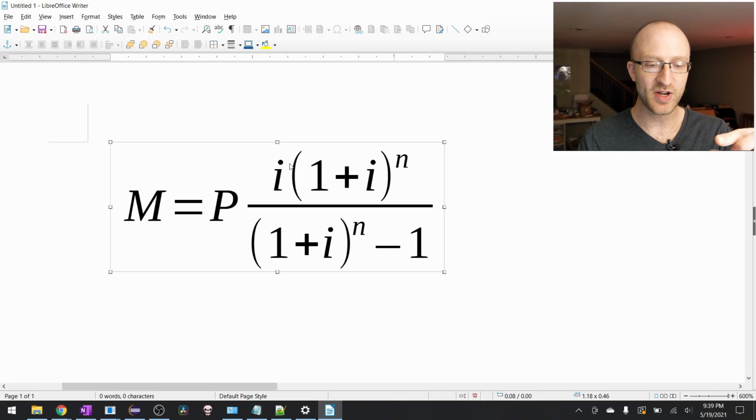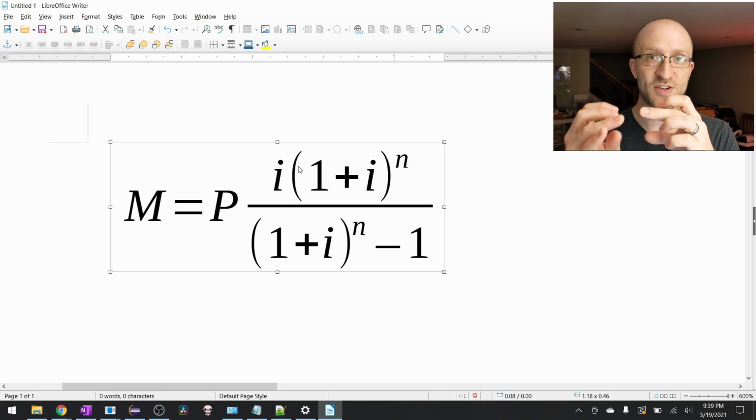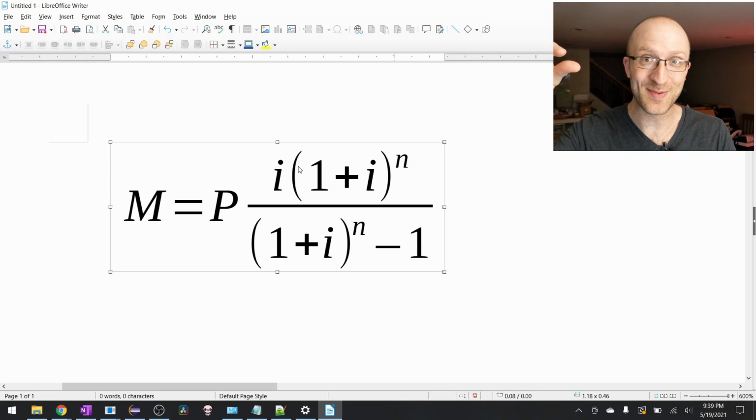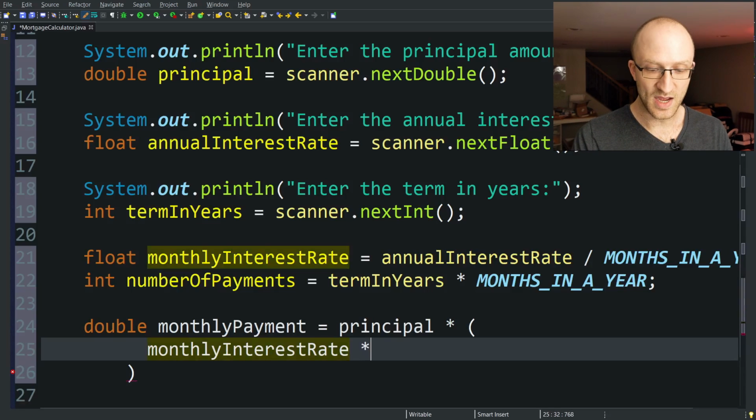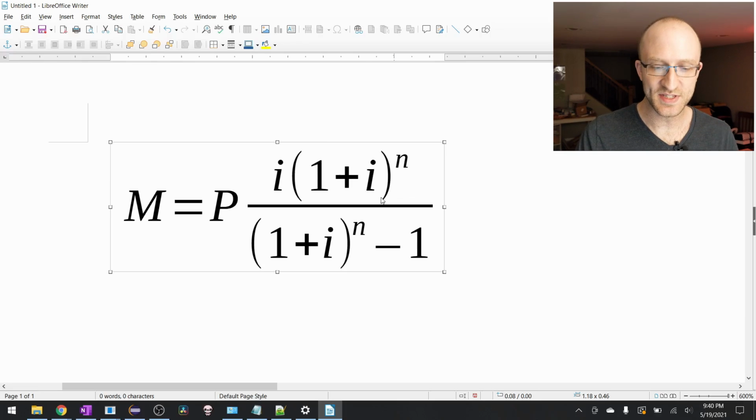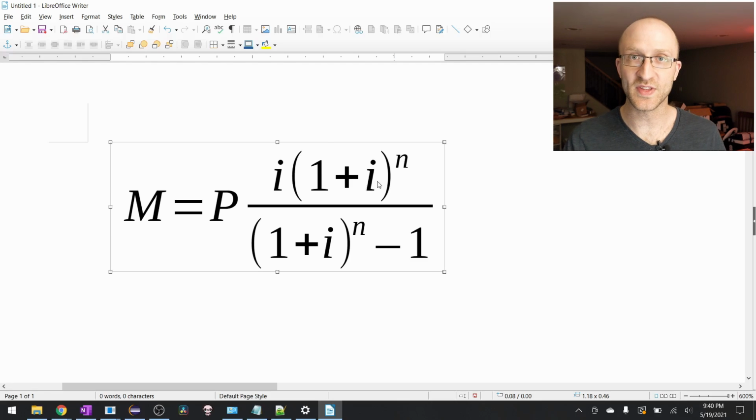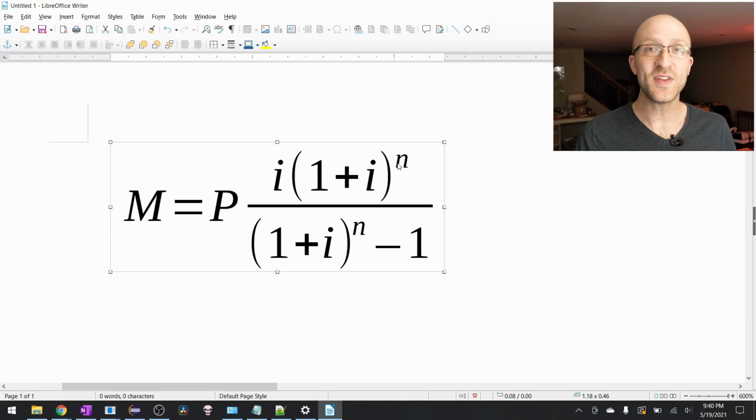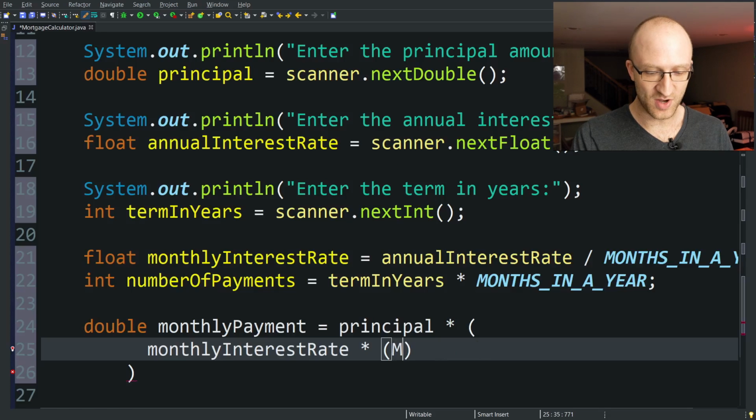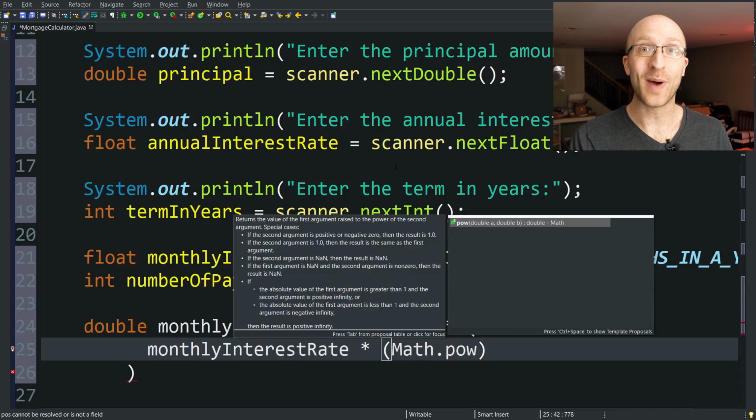So for the numerator here, we need our monthly interest rate times 1 plus the monthly interest rate to the power of the number of payments. So again, that might sound complicated, but let's just break it down. I here is our monthly interest rate. So we have monthly interest rate times, so for what's in these parentheses here, we need to take 1 plus our monthly interest rate and raise it to the power of the number of payments. There's a method available in Java that makes it really easy to do exponents like this. And that's just called math.pow for power.